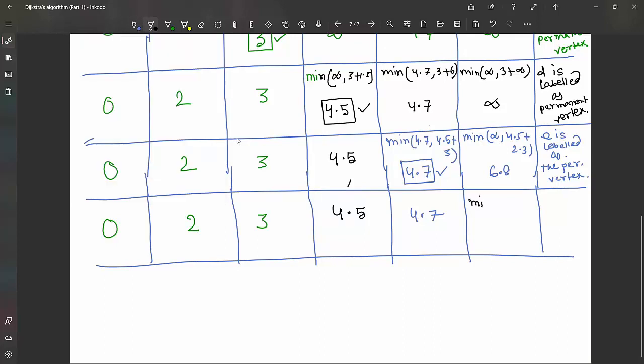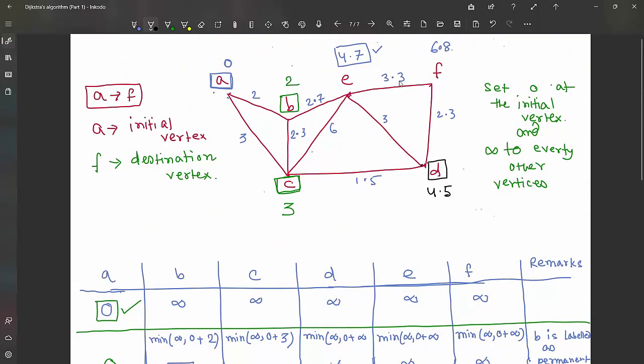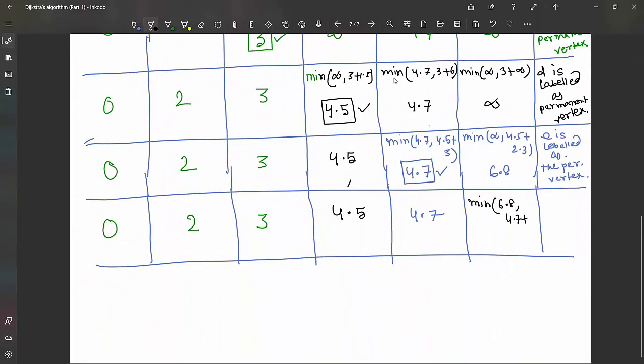So minimum of the previous value, this is 6.8, and we start from this 4.7 plus. So 4.7 plus what? From E to F, distance is 3.3 unit. So we will take 3.3 here and we will take the sum. So it will be some 8.1 or 8 distance.